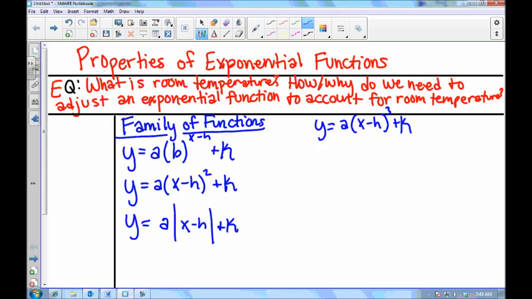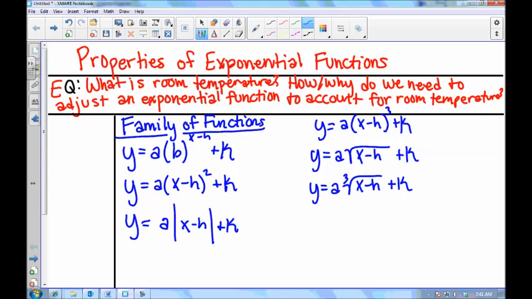Two more that you learned last year, do you remember? Squares and cubics. What are their inverses? What's the inverse of a square? Square root. Thank you. Y equals a times the square root x minus h plus k. What's the inverse of a cube? Cube root. Y equals a times the cube root of x minus h plus k.